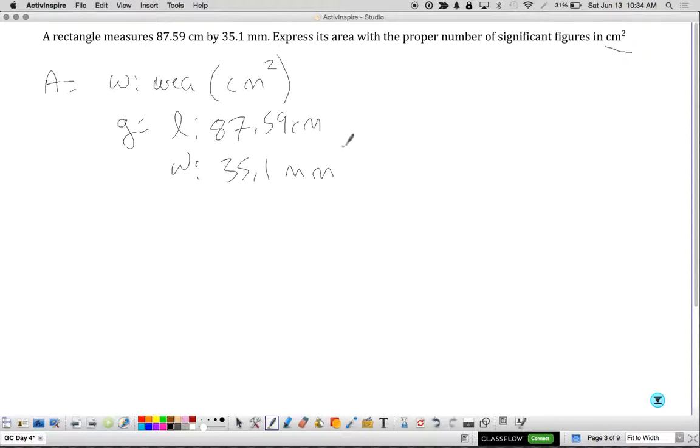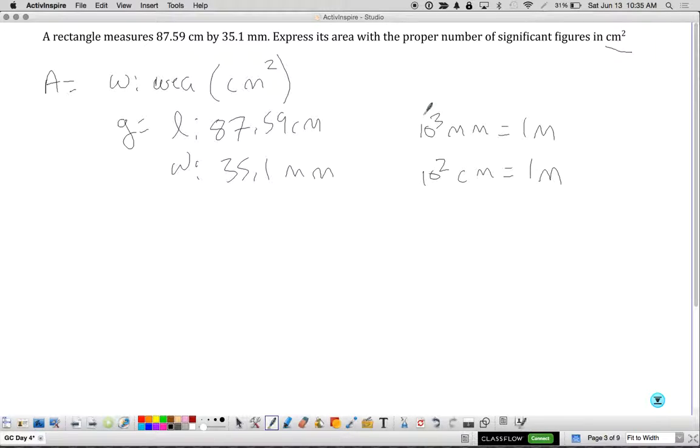Okay, now what I'm going to notice right away is that the millimeters and the centimeters are not in the same units. So maybe I need to write out some conversion factors here. Maybe I don't know how many millimeters there are in a centimeter, but I know how many millimeters there are in a meter. There are 10 to the third millimeters equals 1 meter. And I know how many centimeters there are in a meter. 10 to the second centimeters equals 1 meter.